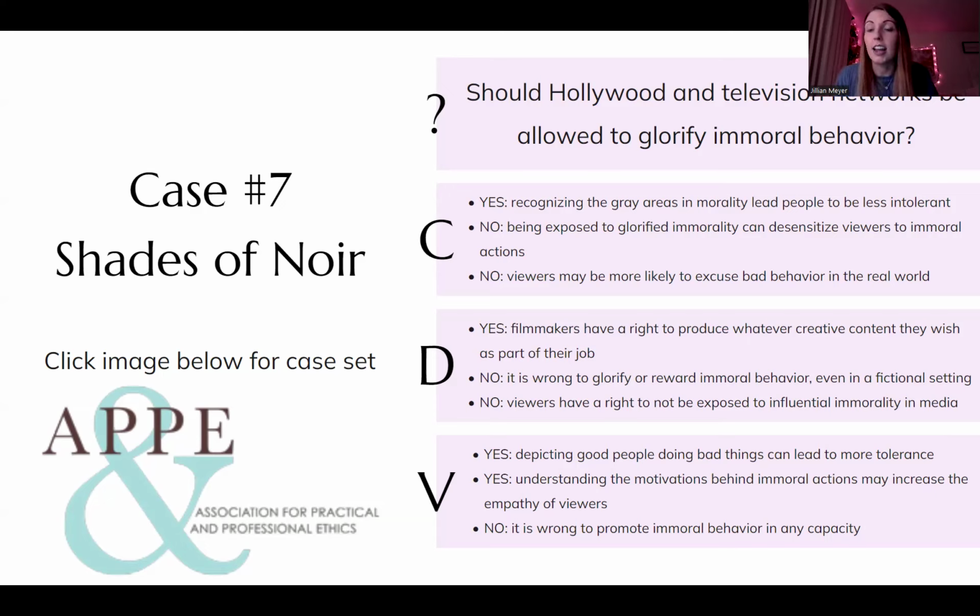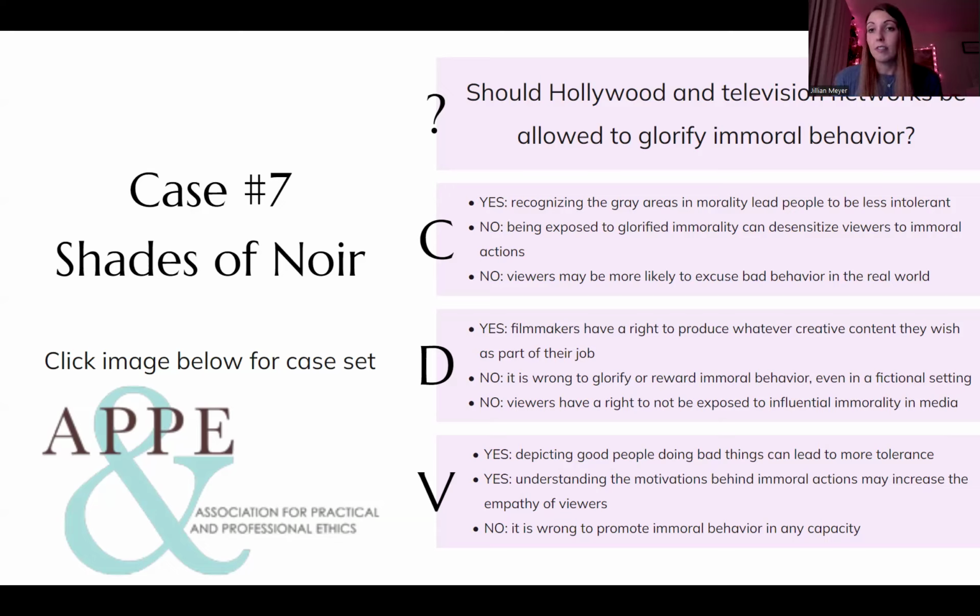These are good traits. And if we're able to increase tolerance or increase empathy by showing good people, and I'm not talking about stuff like Dahmer or Breaking Bad necessarily here, but anything that shows a good person making a mistake, doing something bad, might lead us to be more tolerant in our daily lives.